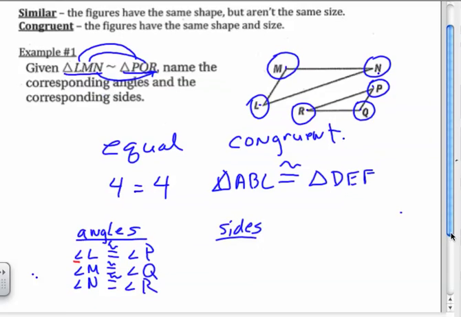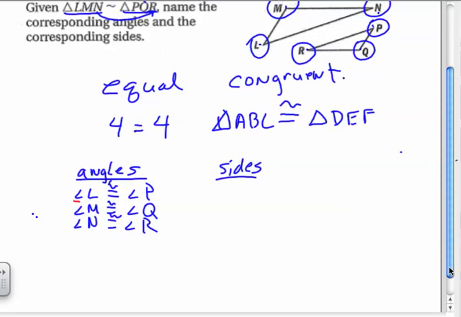Like I told you guys right at the end of the last video, because these two figures are similar, that means that their size is not the same. The length of the sides of these triangles won't be the same, but we're going to pair them up with their corresponding sides. So I'm looking at this triangle first.